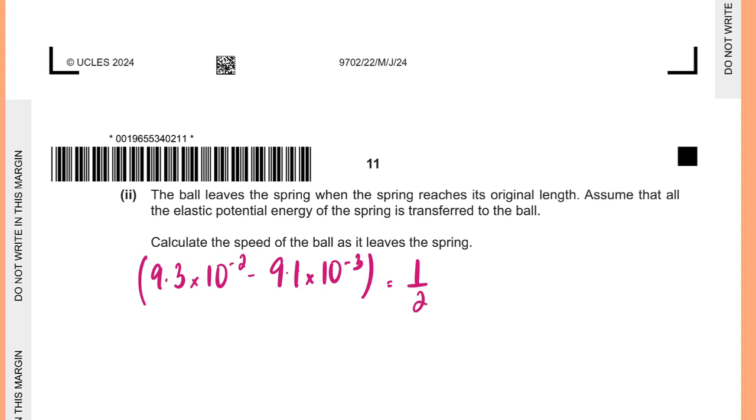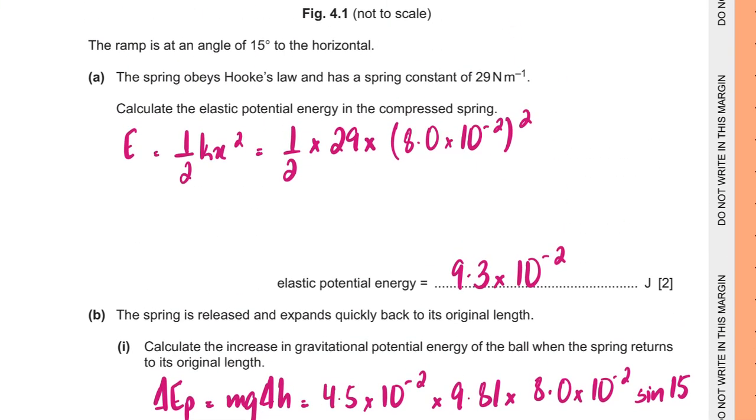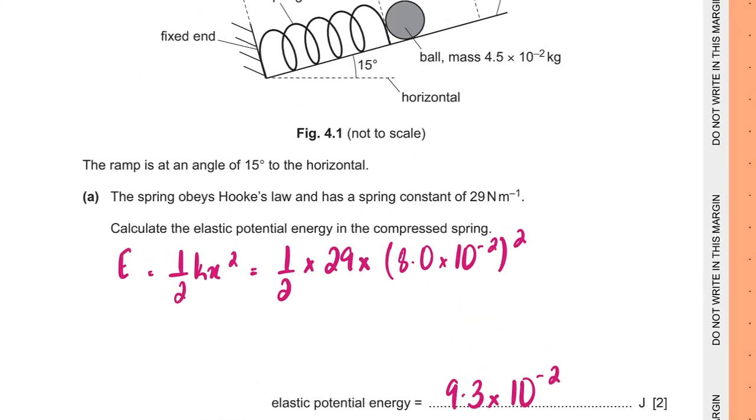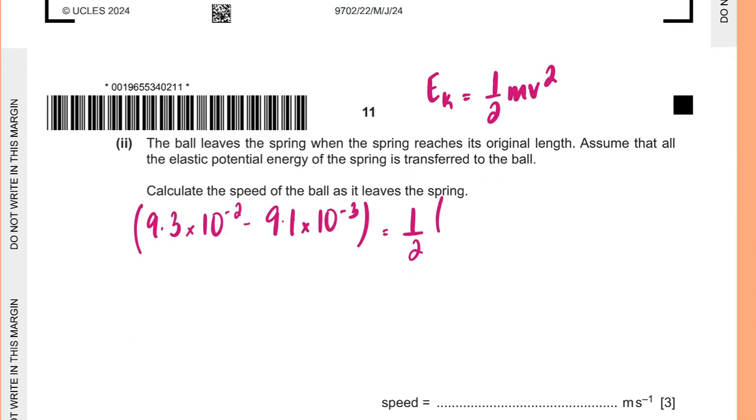Mass was also given. So mass is... okay, and also it's better, I forgot to do this in a hurry, but it's better that you always write the kinetic energy formula first, or any other formula first, to score partial credit where you can. So this is half, and mass was 4.5 into 10 to the negative 2 into v squared. From here you just cross multiply and find v, which turns out to be 1.9 meters per second.